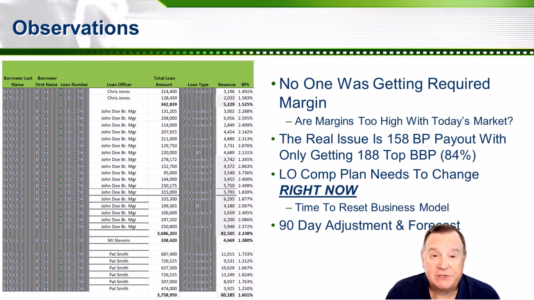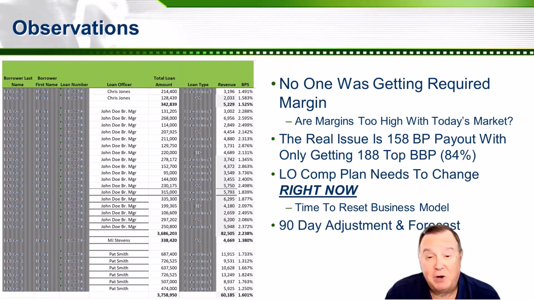I want to make a few observations here. First of all, it looks like no one was getting the margin required on the rate sheet. Could the margin be too high for today's market conditions? Well, maybe. But here's the real issue. Remember, the total branch top revenue was only 188 basis points, and the LO comp payout was 158 basis points, 84% of the total revenue. So this is the issue. The market might be reflecting all the branch having a discount to get loans in. Maybe that's an adjustment that needs to be made.